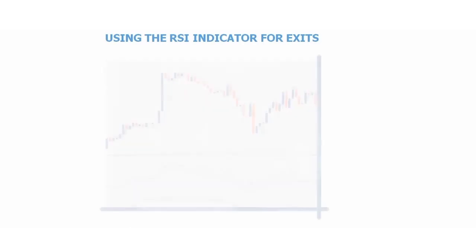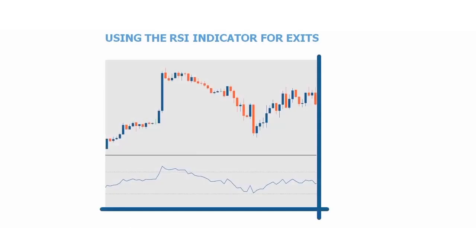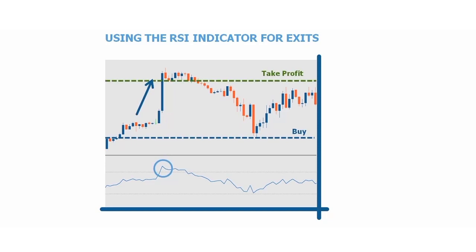Another useful way traders use the RSI is to confirm exits when already in the market. For example, if you were long and price was heading up strongly and the RSI was giving an overbought reading above 70, you may want to exit or reduce your position size.